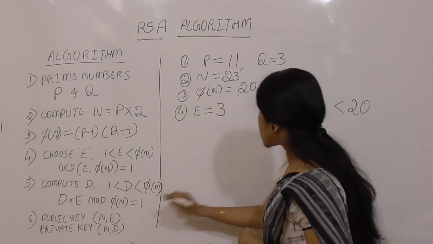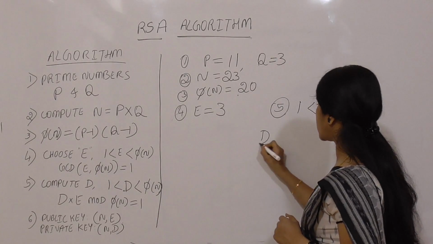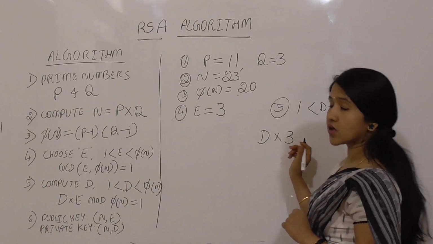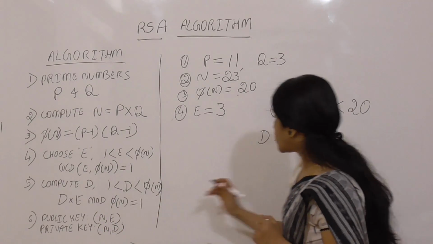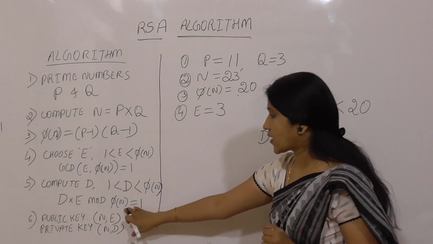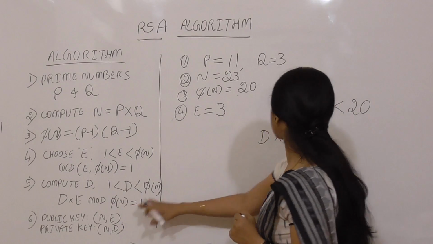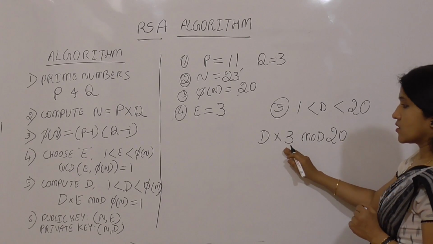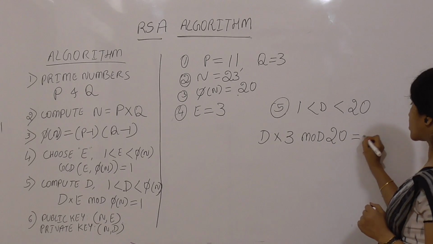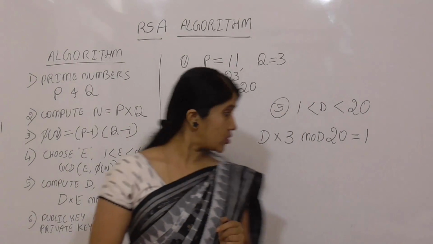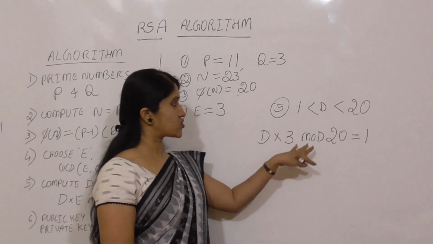And then it should also satisfy D into E. What is my E? My E is 3. I have already chosen it. D into E mod phi of n, that is 20. D into E mod 20 should be equal to 1. Clear? So I should satisfy these two conditions.